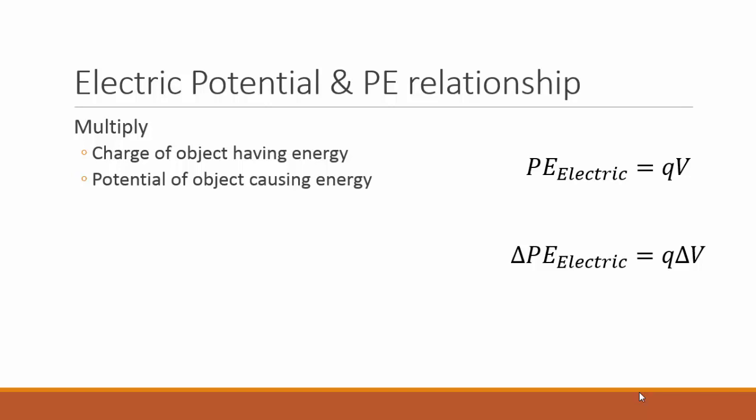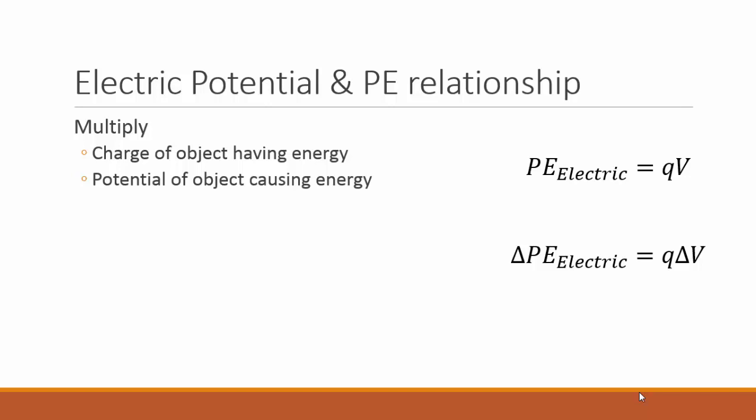So if I want to look at a final minus initial form of the top equation and condense them together using the delta notation, I can equivalently write down that the change in electric potential energy is equal to Q times the change in voltage. Both equations are true. Sometimes the top equation is more useful, and sometimes the bottom equation is more useful.